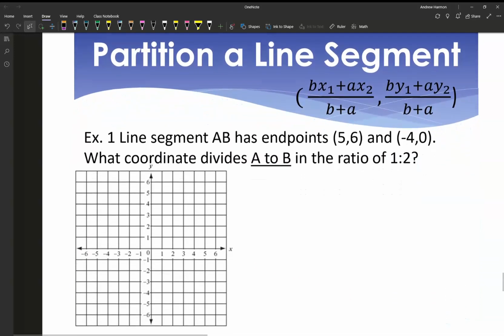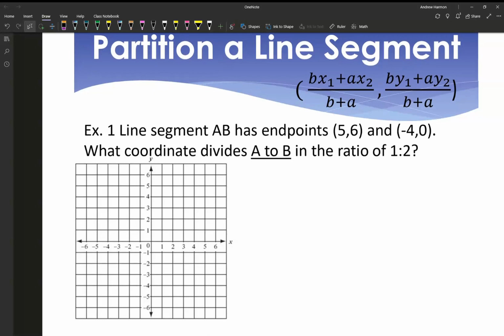In our problem here, it says a line segment AB has endpoints (5, 6) and (-4, 0). So I like to look at this graphically first. Let's graph out the points (5, 6) and then (-4, 0). So there we go, we get a line segment like that. Now, it says that we want to divide the line segment A to B. So again, this is A here, this is B here. That means we're starting at A, ending up at B, into a ratio of 1:2.